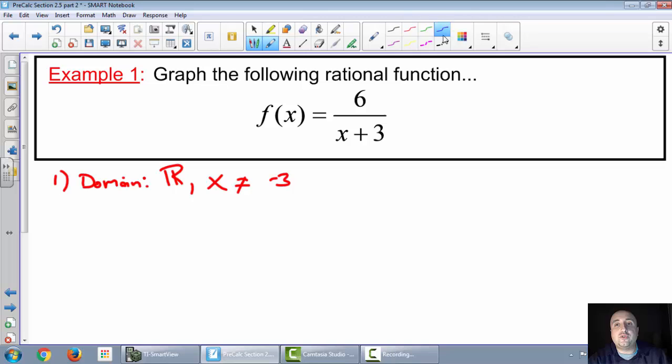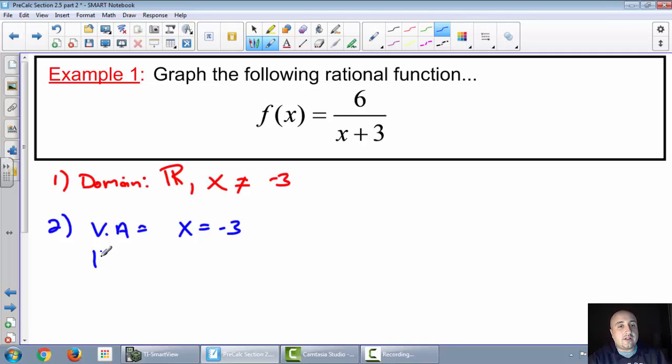Okay, step 2. We are going to find the horizontal and vertical asymptotes. The vertical asymptotes are always the easiest. The vertical asymptotes are what makes the bottom 0 again. So what makes the bottom 0? -3. So our vertical asymptote is at x equals -3.